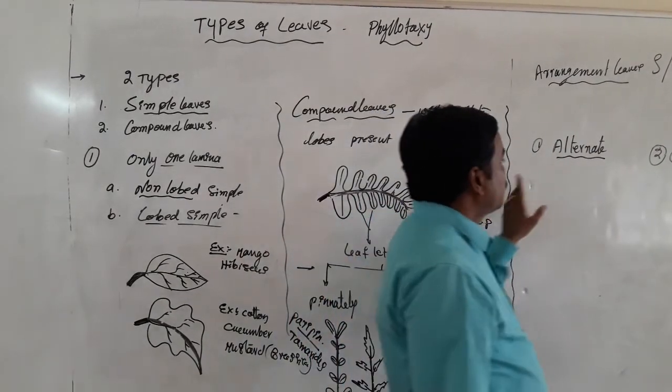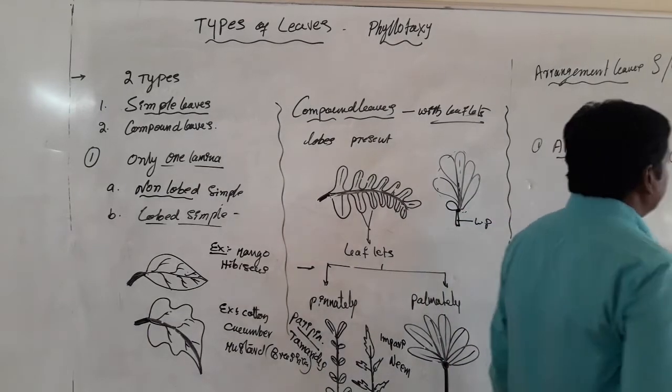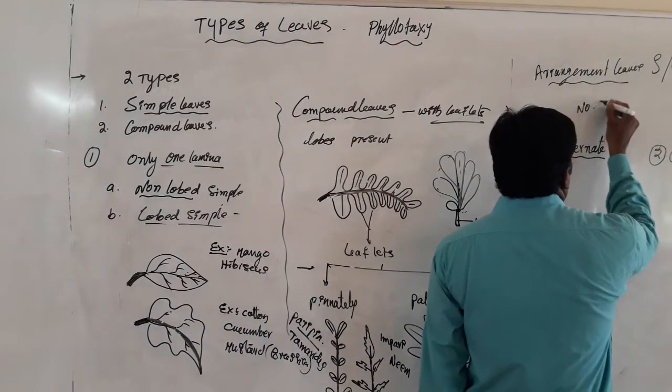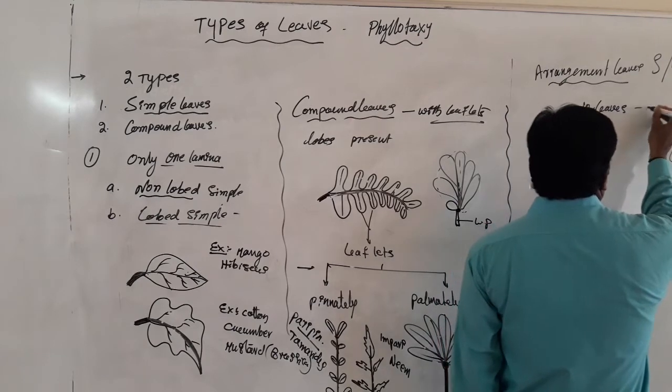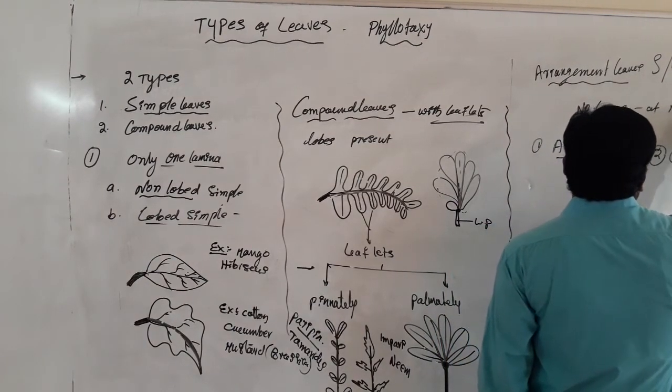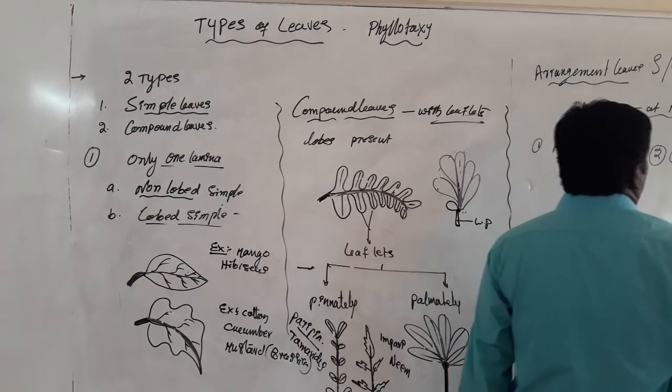This classification of phyllotaxy is mainly based on the number of leaves at a node. Number of leaves present at each node.